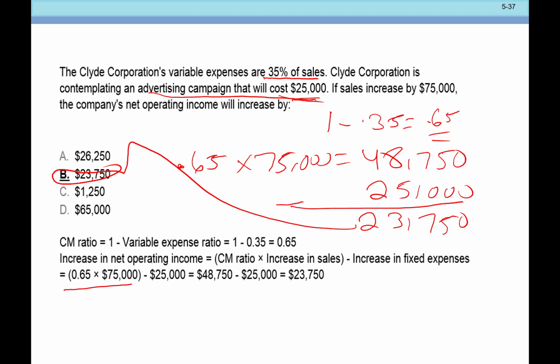0.65. And if we wanted to know what our operating income will be if sales increase 75,000, what would be the increase in our net operating income? 0.65, and I guess there was going to be a change in fixed cost here. Oh yeah, they have an advertising campaign. It will be 25,000. So we're just looking at the margin now. For the increase, you have 0.65 times the 75,000 increase in sales minus the increase in fixed cost, which means with a contribution margin ratio of 0.65, I would have an increase in operating income of $23,750.